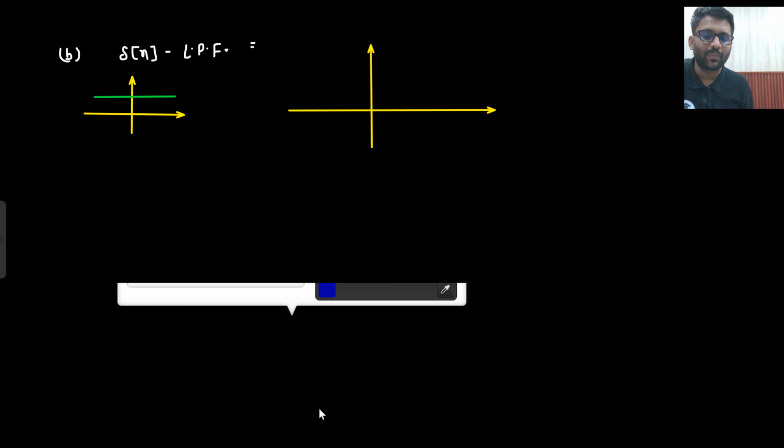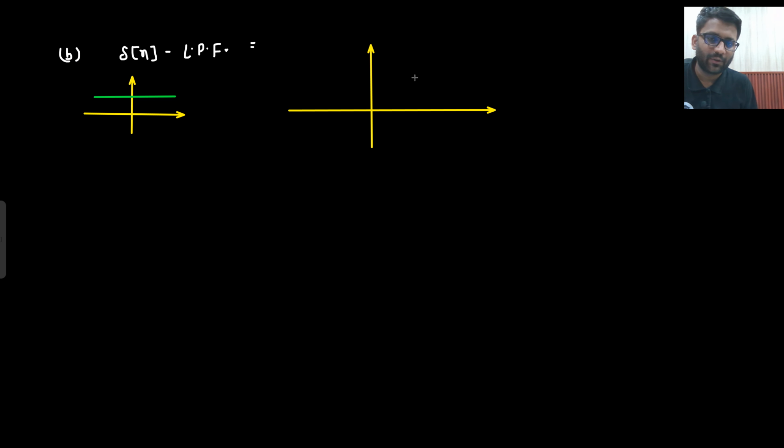So between pi by 3 to pi, you will have something. Whatever happens after that, I don't care. I only care till pi. So between minus pi by 3 to minus pi you have something, and between pi by 3 to pi you have something. That means what kind of filter is that? It is a high pass filter. So it is very obvious, no?